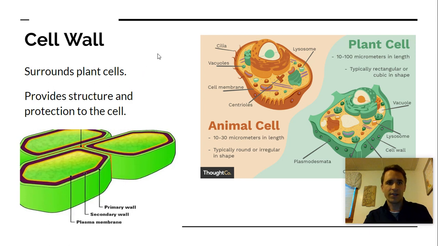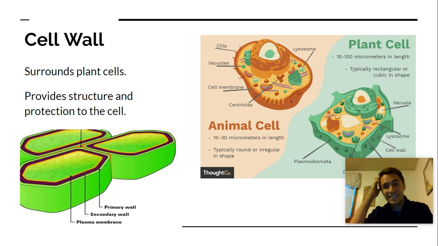The next organelle, guys, is called a cell wall. A cell wall is only found in plant cells. The cell wall also surrounds the cell, just like the cell membrane. But the difference is that a cell wall is very hard and rigid, which provides structure and protection to the cell.